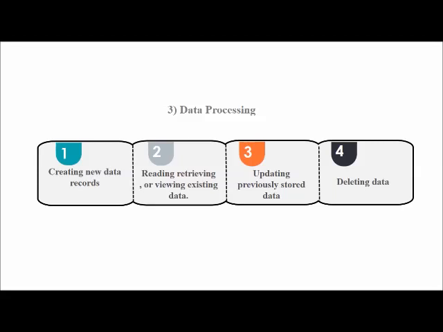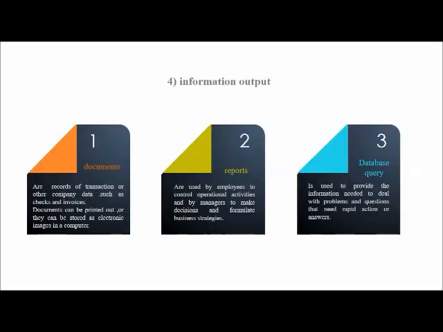The fourth activity in data processing is called deleting data, such as deleting from the vendor master file all vendors the company no longer does business with. The last and final step in the data processing cycle is information output. After we have processed the data, we have information output.